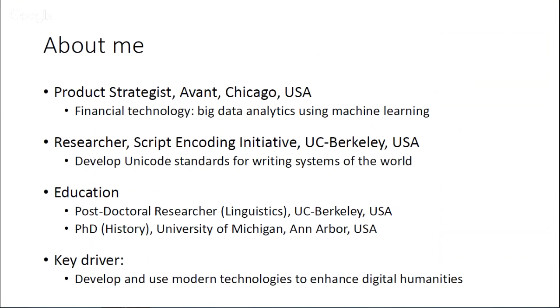About me, I come from academia, but also straddle industry, particularly modern big data analytics and machine learning. But before I started working for a fintech company, I did my PhD in history at the University of Michigan, focusing on South Asian history, and in particular the emergence of literate cultures and societies with a sub-focus on writing systems. After that, I went on to do a postdoc at the University of California, Berkeley in linguistics, and that position was funded by a Google Research Award. My work there was primarily to expand the Unicode standard. I currently spend time as a researcher for the Script Encoding Initiative at the University of California, Berkeley.